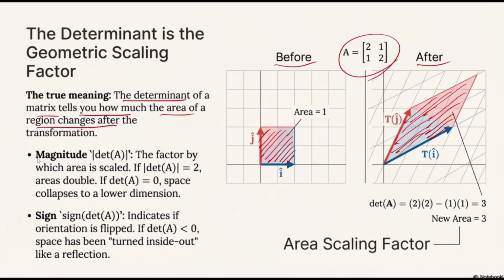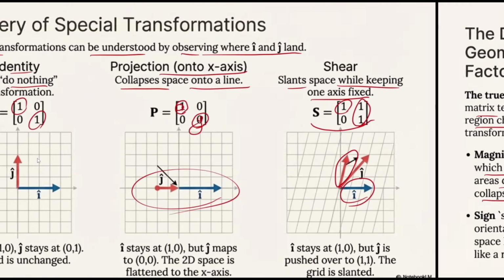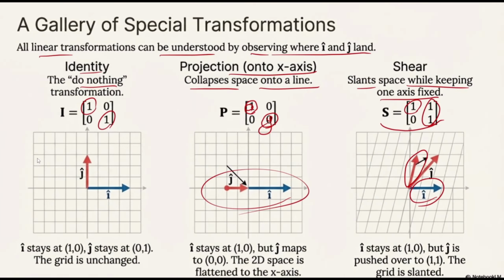Right now, by finding the determinant, we can find the magnitude. So the determinant of A is the factor by which area is scaled. If the determinant, for example, was 2, the area is going to be doubled. If the determinant was 0, it means that the space collapsed to a lower dimension, right? The determinant of 0 could be something like this.